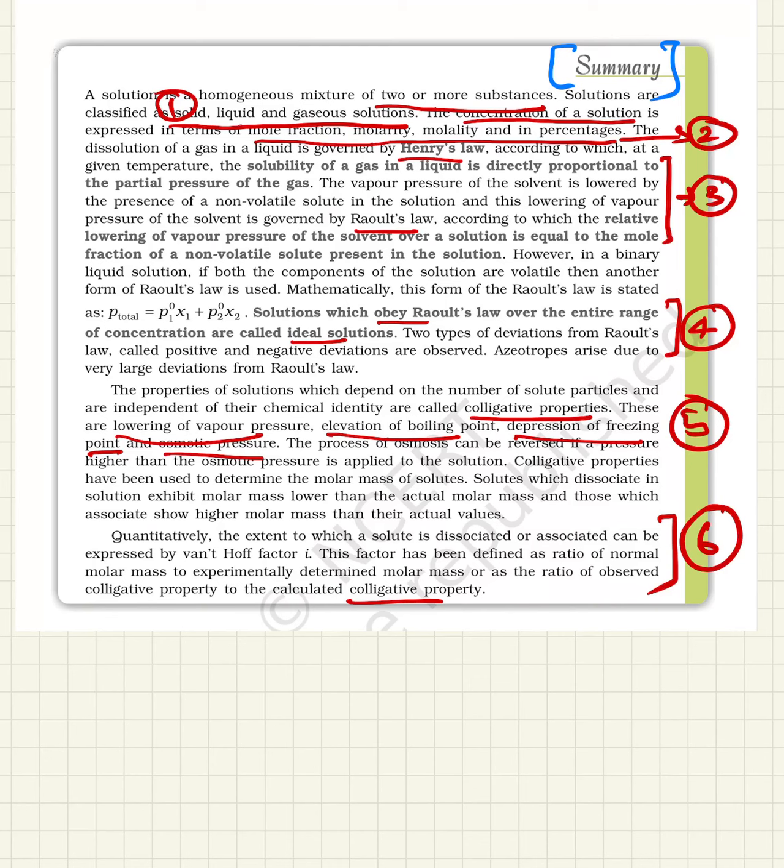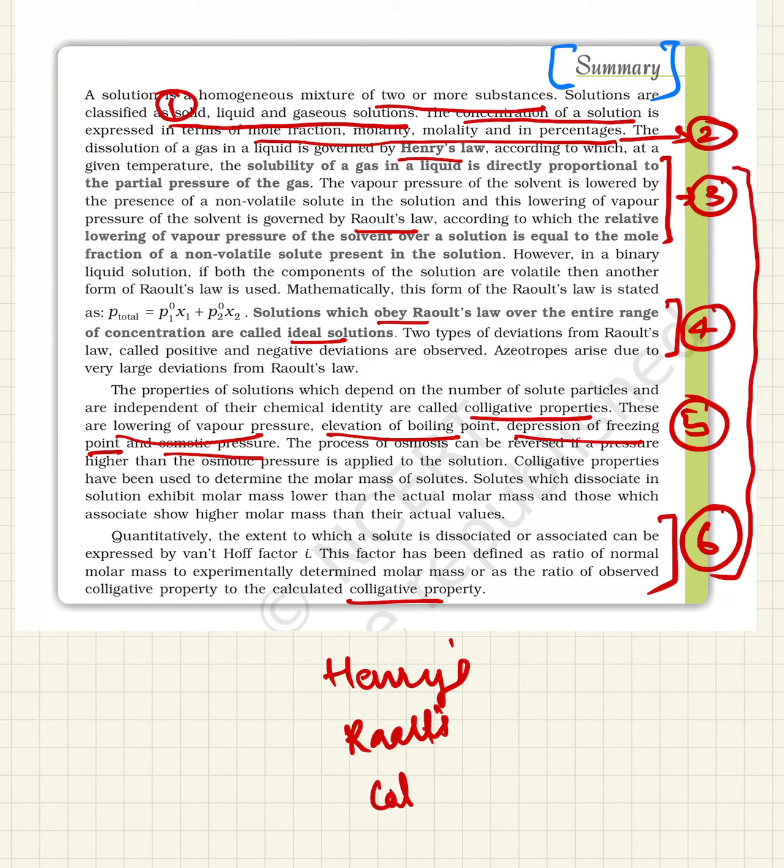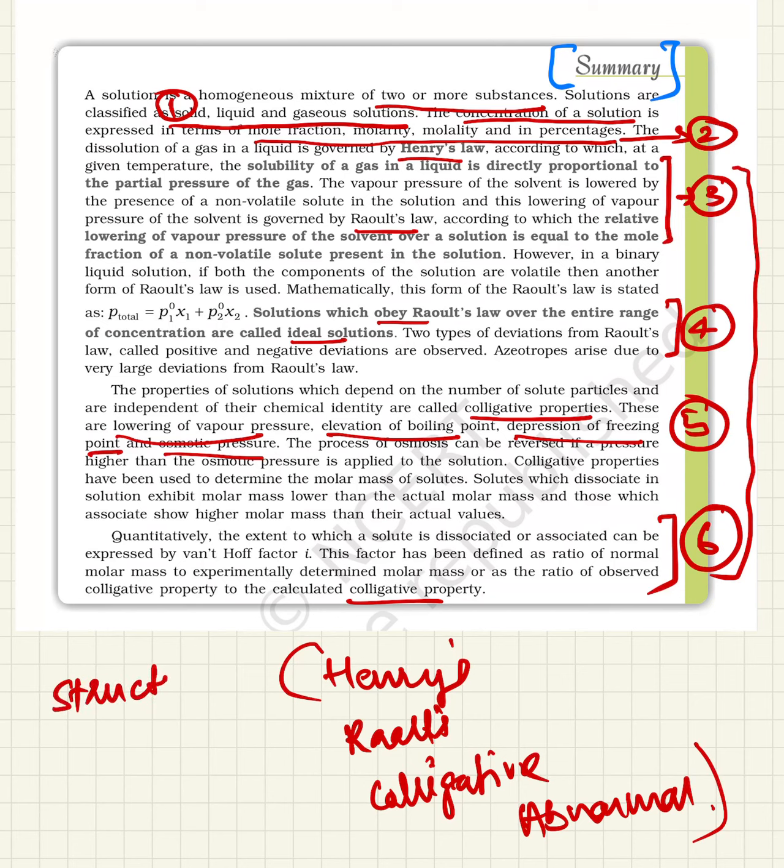In between, if you see, the summary is actually covering most of the objectives. All the objectives are covered here, and the most important part is this part where you have to focus: Henry's law, Raoult's law, colligative properties and abnormal colligative properties. If you just focus on this, you now know the structure of the chapter and the summary.